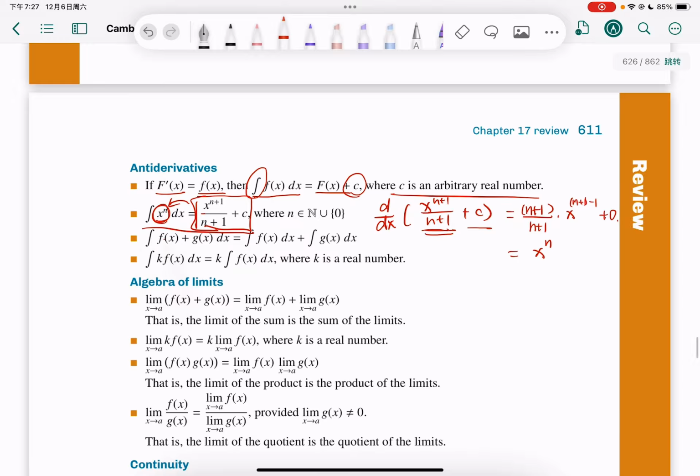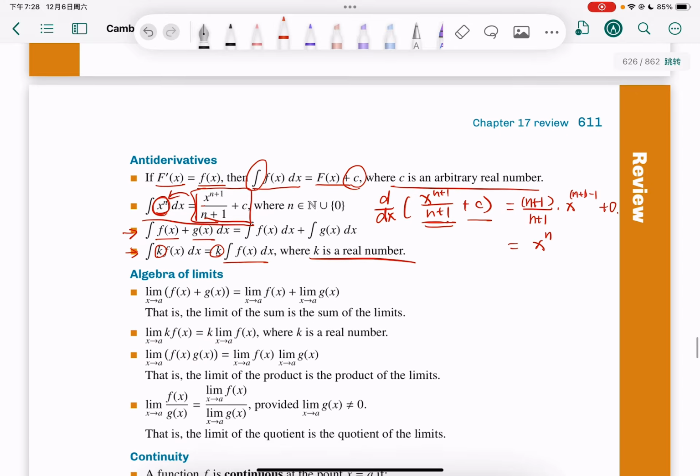Similar over here, if we have two functions f and g, we integrate both. We want to integrate the sum of two functions. It's actually equal to the integral of each of them and then sum together. And same for a constant, we can take the k out and then do integration, where k is a real number.